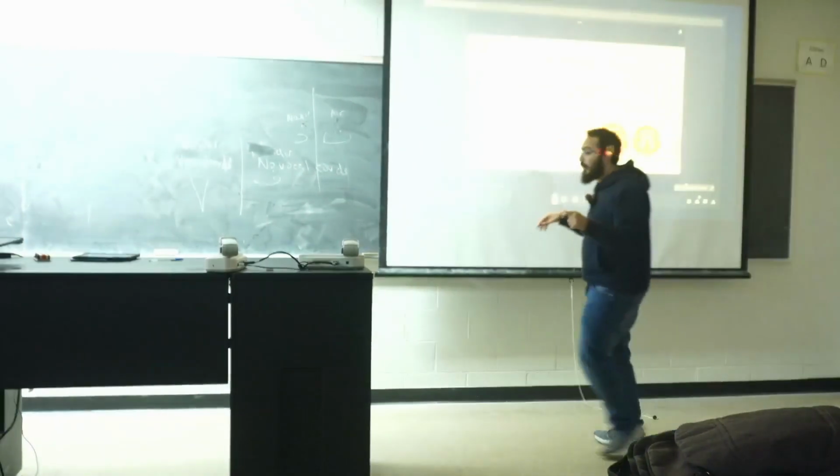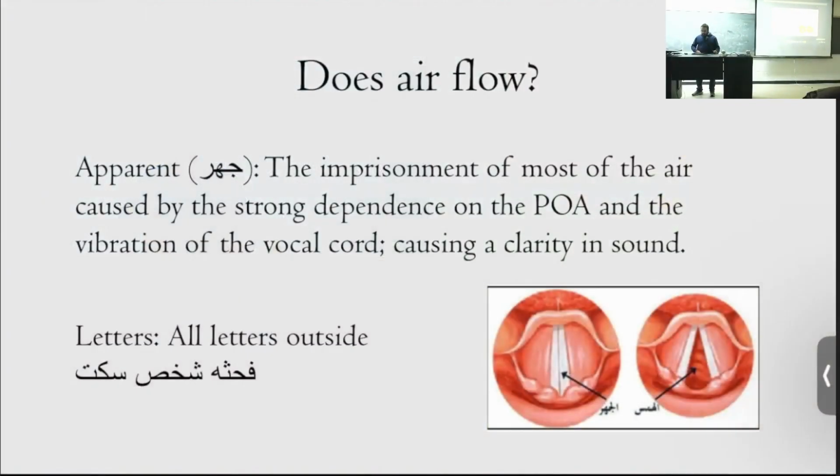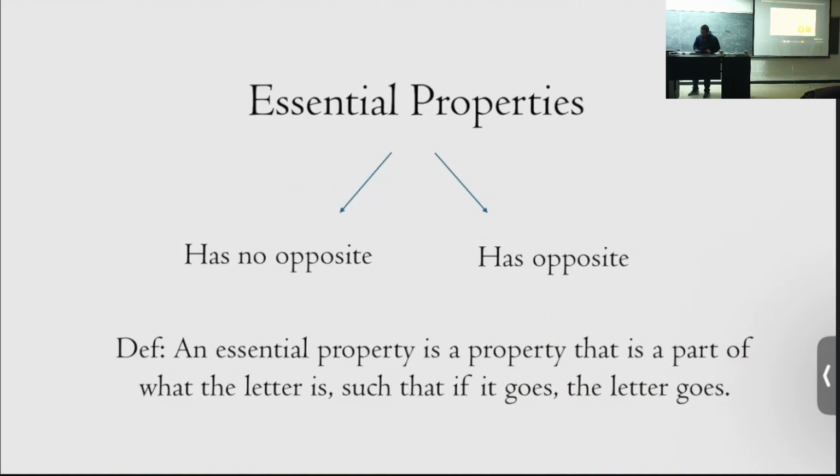So what is hams? Flow of air, so on and so forth. Okay. What's the opposite? It's literally the opposite. The previous one has abundant flow of air, imprisonment of most air. Opening of the vocal cord, vibration of the vocal cord. The other one, causing whisper in sound, causing clarity in sound. It's just the complete opposite. Okay? So does it make sense? What do I mean by properties with opposites? Remember that part? So what is a property with opposite?